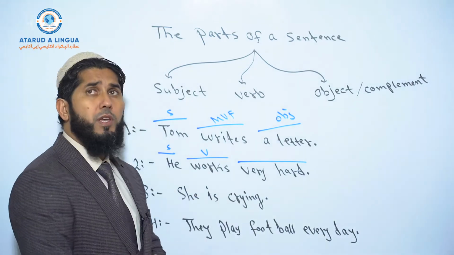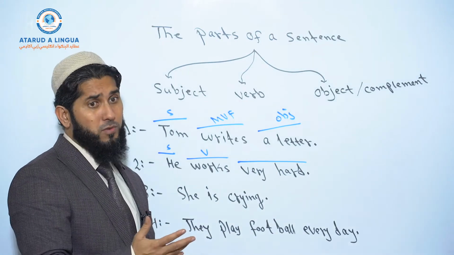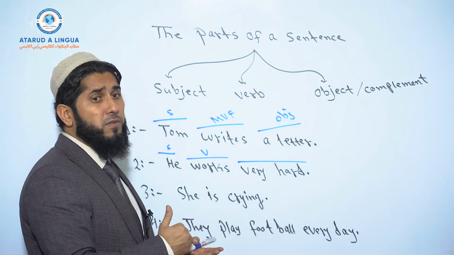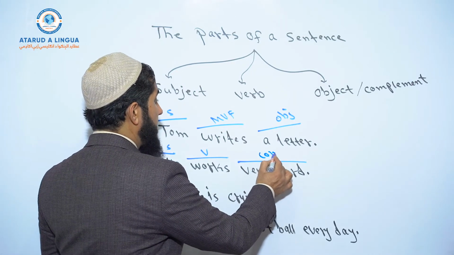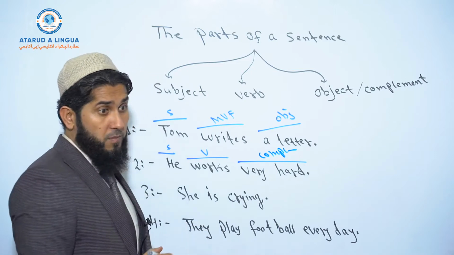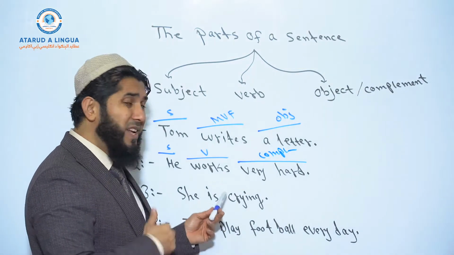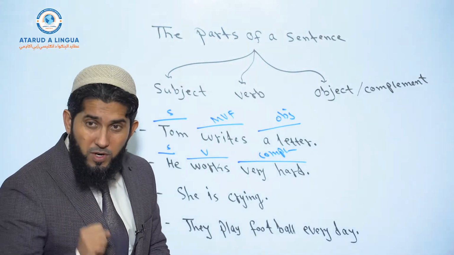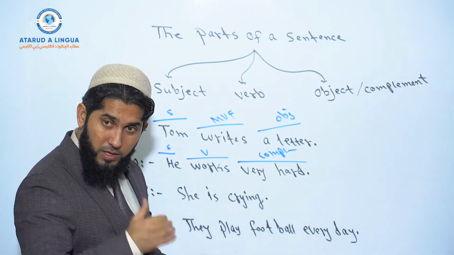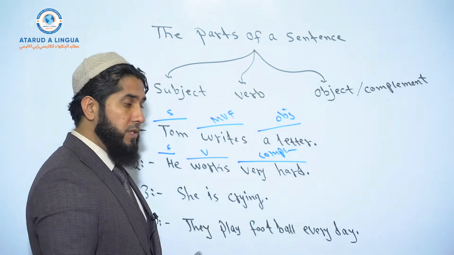If we say "he works," it still gives a kind of meaning. But we need some sort of complement. So now "very hard" is a complement. They complete the meaning of this verb. This verb doesn't need an object, so it is intransitive. If a verb doesn't need an object, that's called an intransitive verb.